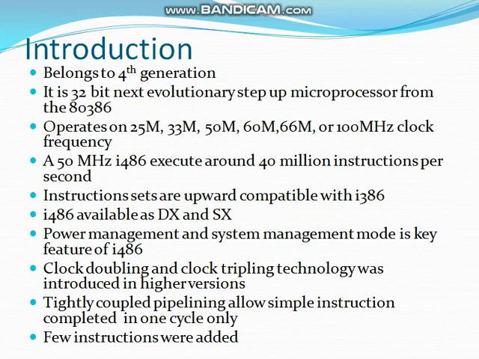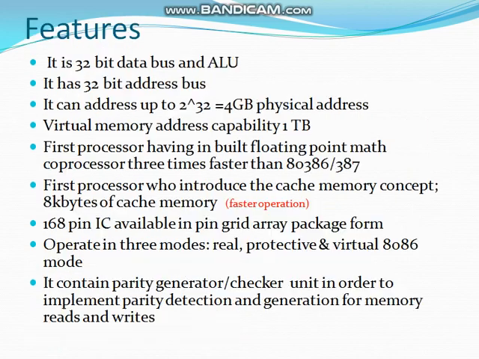The pipelining: it has a tightly coupled pipelining architecture, which allows simple instructions to complete in only a single cycle. With a few added instructions, it became the 486. Otherwise, the remaining functional blocks are the same as the 386. These are some features. It is a 32-bit microprocessor, that is, a 32-bit data bus, and the ALU can perform 32-bit operations at a time.